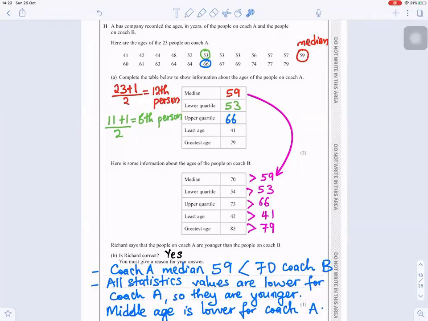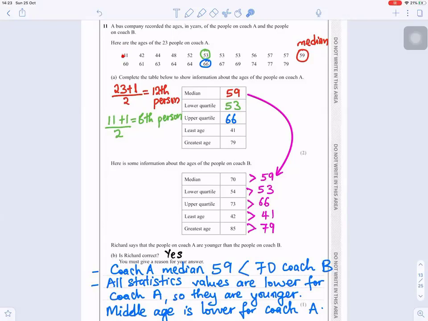Question number 11. A bus company recorded the ages in years of the people on coach A and the people on coach B. Here are the ages of the 23 people on coach A. Complete the table below to show information about the ages of the people on coach A. So: median, lower quartile, upper quartile, least age, greatest age.